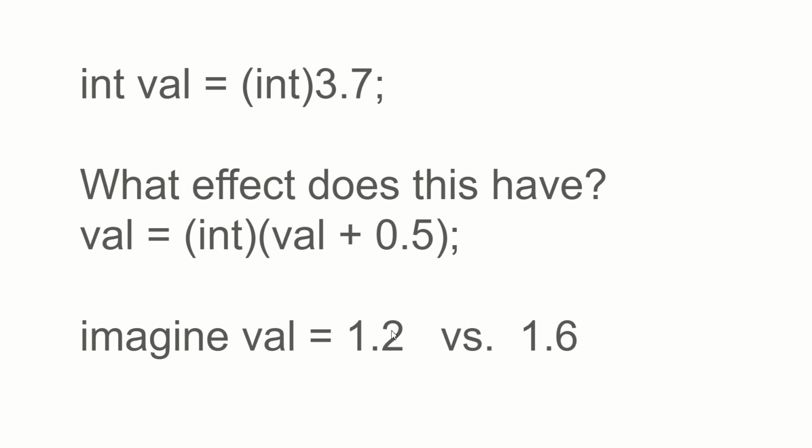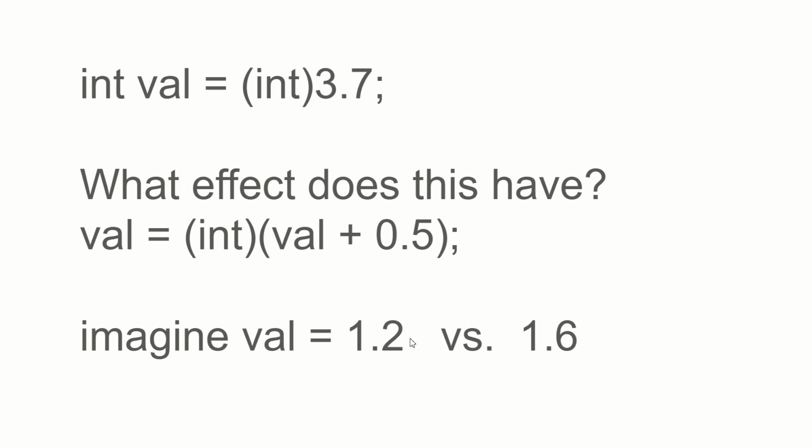Something to notice, so let's step back for a second. When I had 1.2, I ended up getting 1. When I had 1.6, I ended up getting 2. This feels like it's rounding, because anything larger than 1.5, or even when it equals 1.5, when I add 0.5, that's going to take me up to the next integer, and then I truncate to get that next integer.